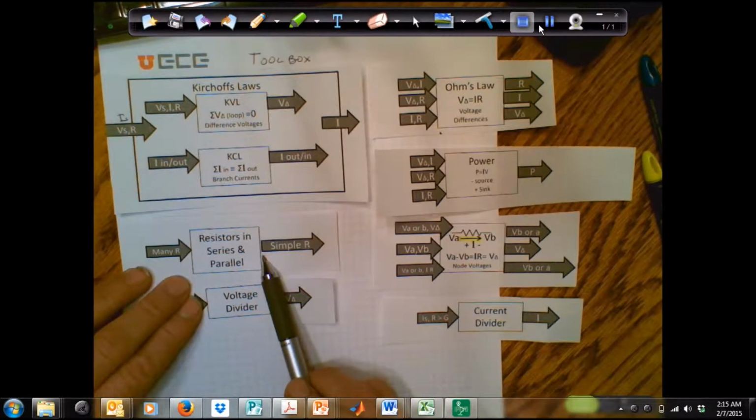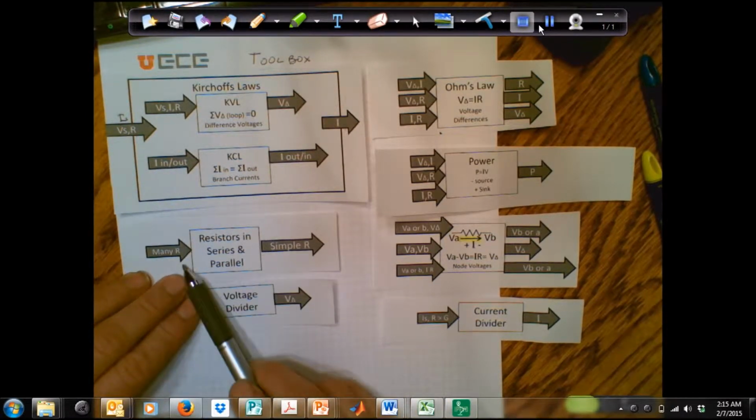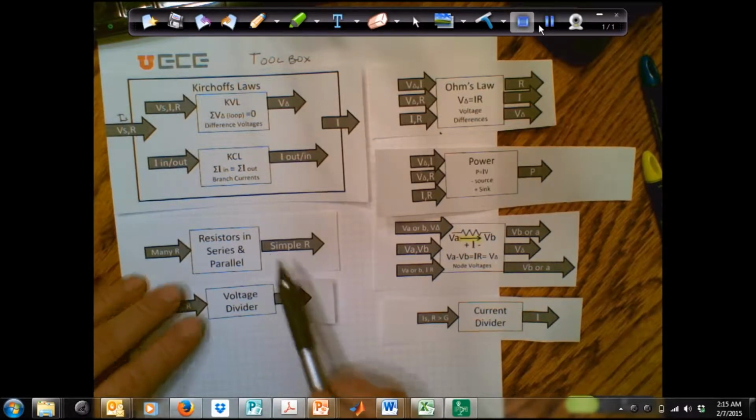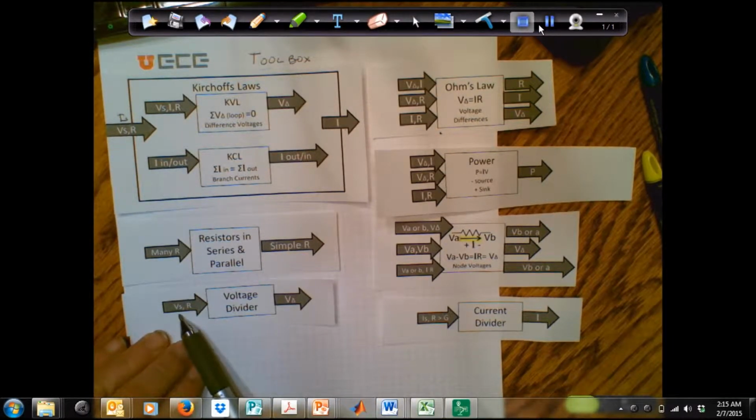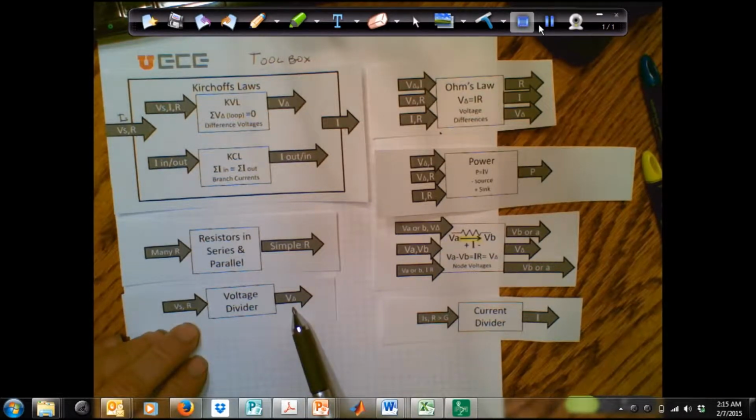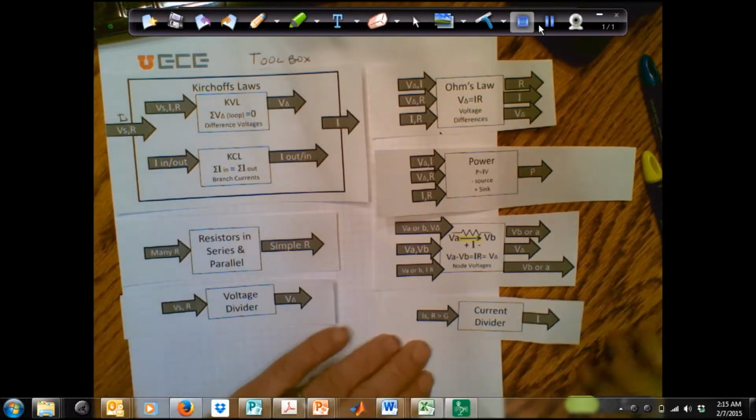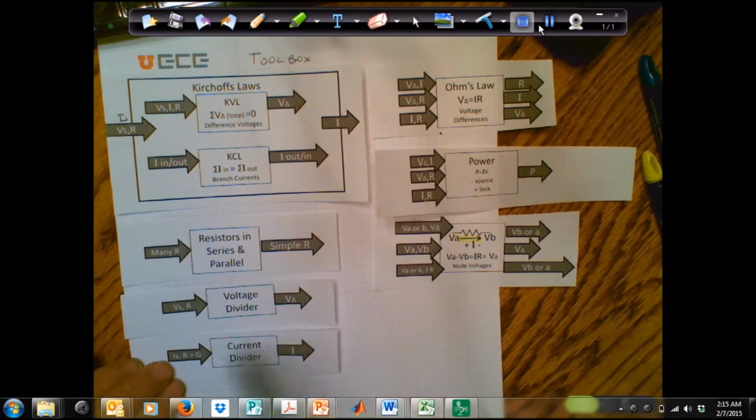Resistors in series and parallel are simply used to combine many resistors into a simpler one. Voltage dividers are used to start with our source voltage and resistance and find voltage difference. Current dividers are used to start with our current source, our resistance, which we convert to G. Remember that G is equal to 1 over R, and that gives us the output branch current.